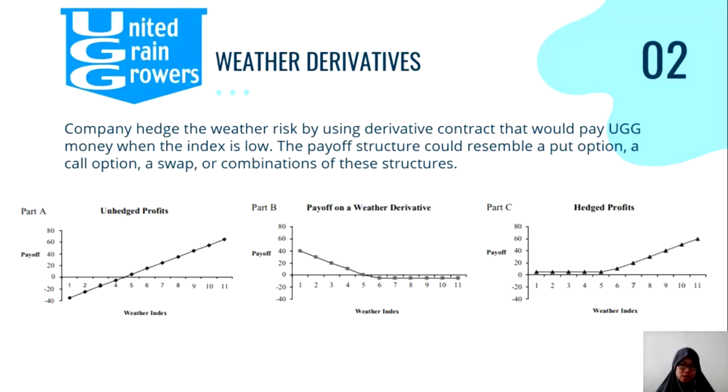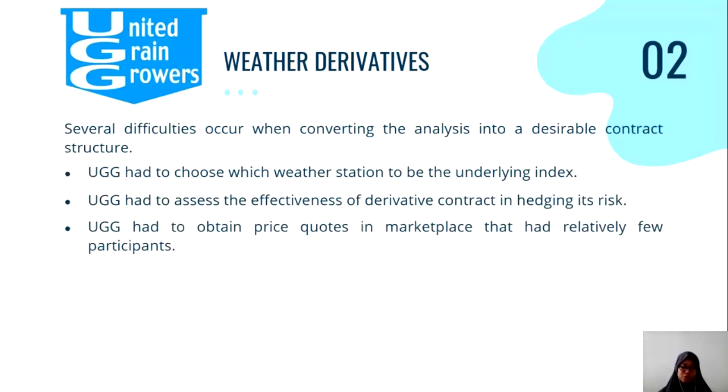Part B illustrates a payoff using put option structure. When the put option payoff from Part B is added to expected gross profit from Part A, UGG's expected gross profit would vary with the weather index as illustrated in Part C. However, UGG would face several difficulties in hedging using weather derivatives when converting the analysis that was presented by Mas Nopri before into a desirable contract structure.